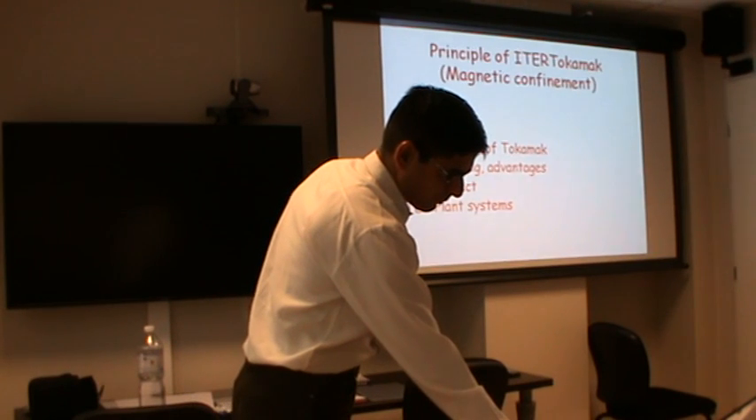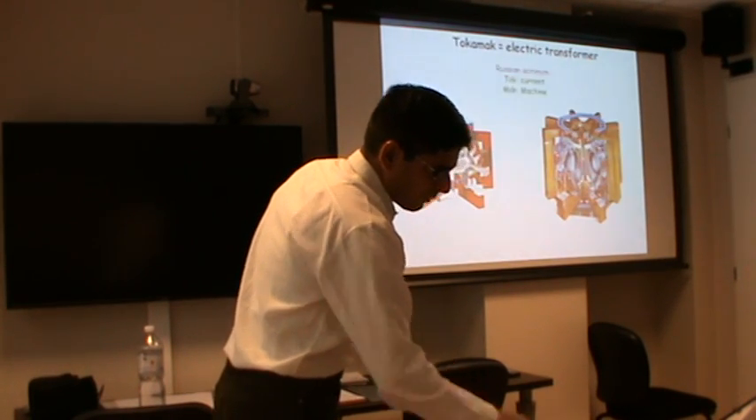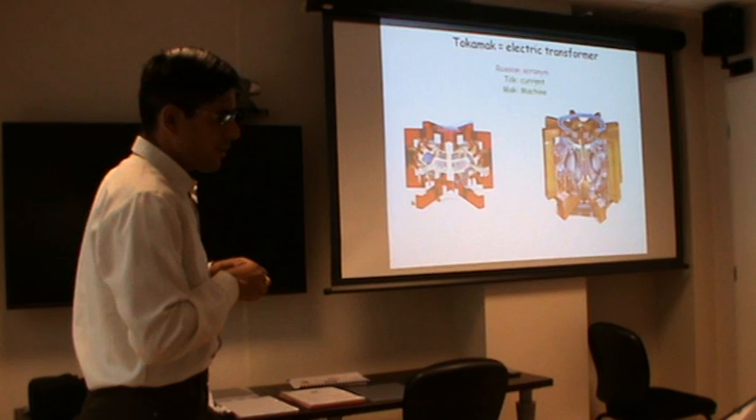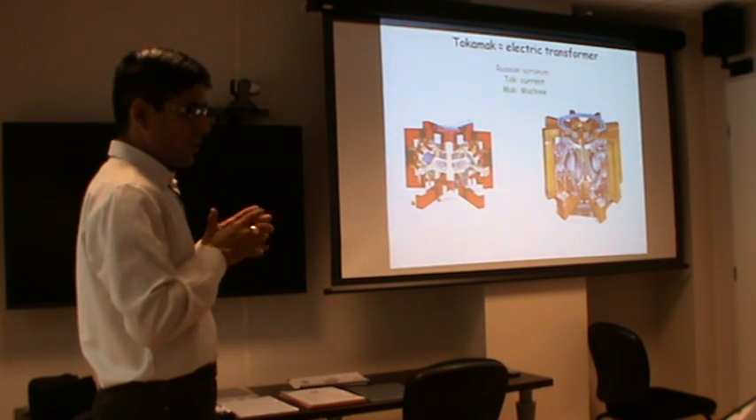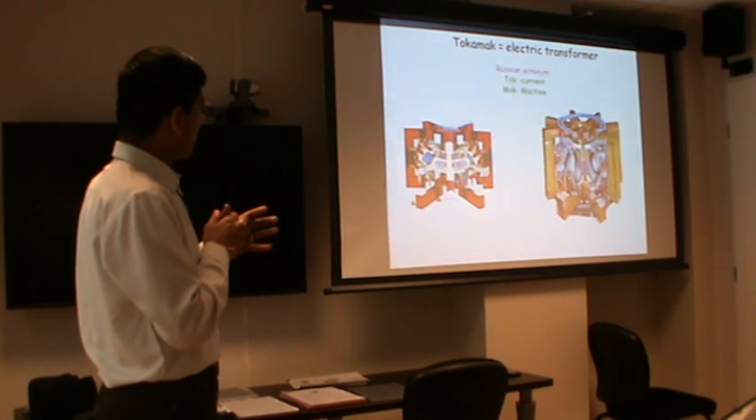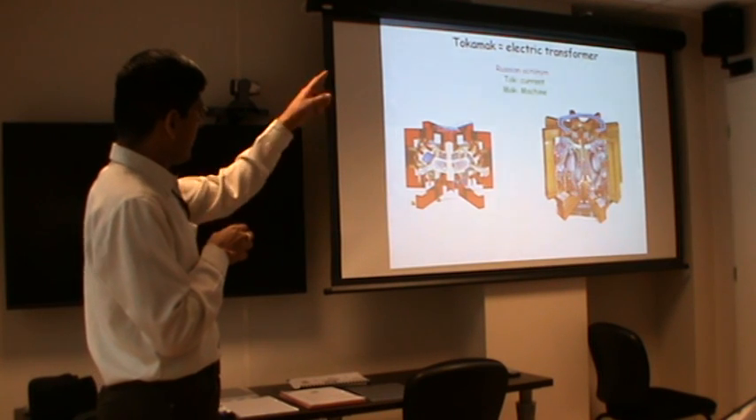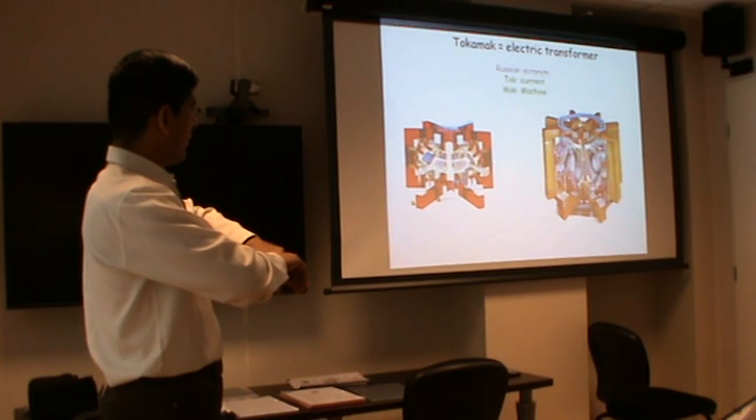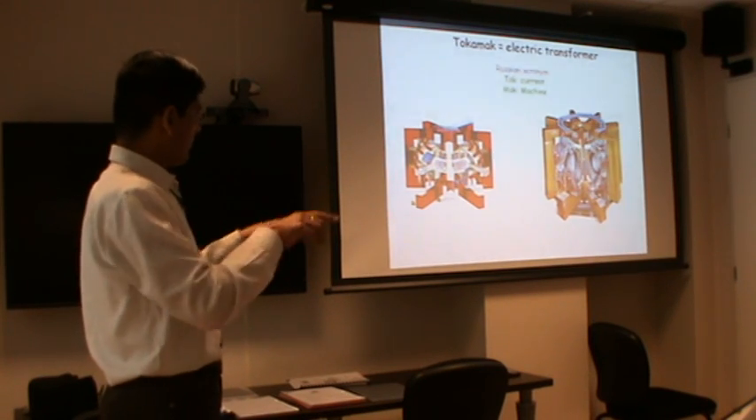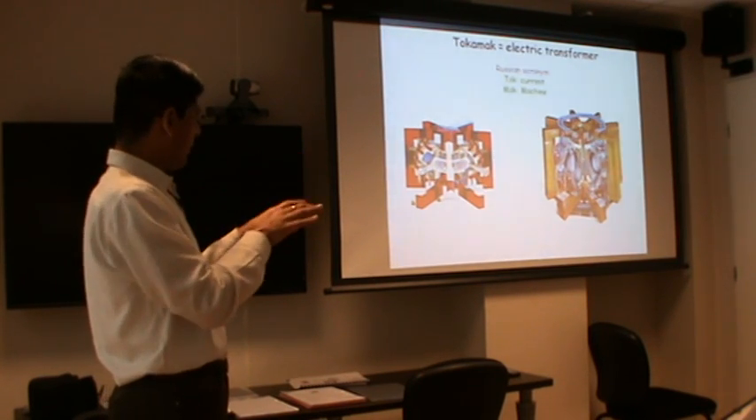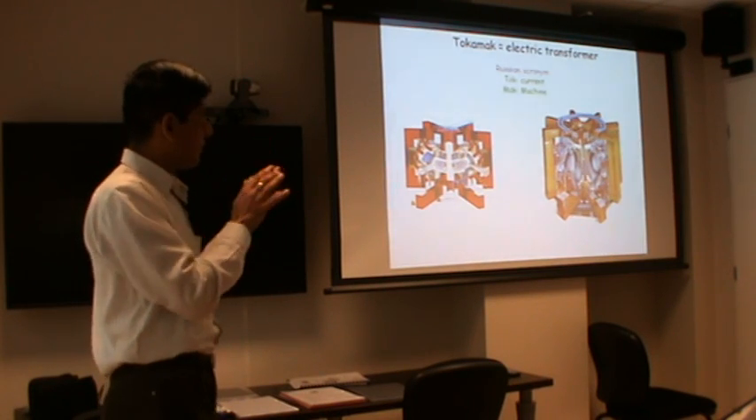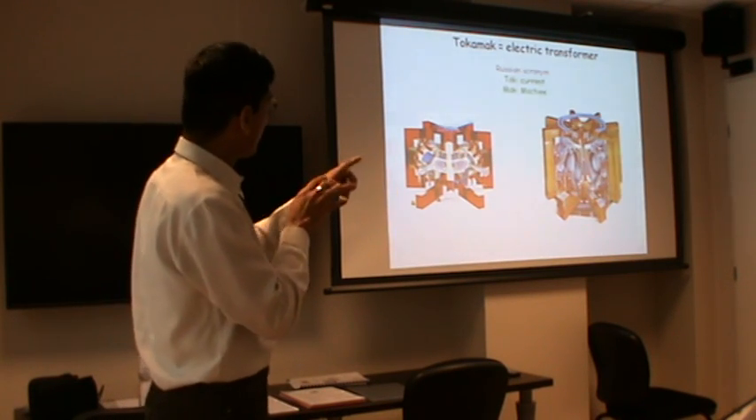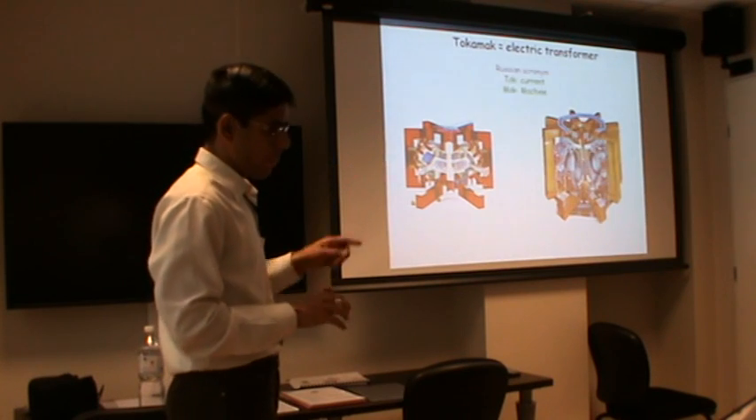So the principle of tokamak is based on the electrical transformer. There are certain coils which act as the primary, and the induced current, the plasma, is generated as the secondary of the transformer. This is basically the principle of tokamak. All tokamaks work on this principle.